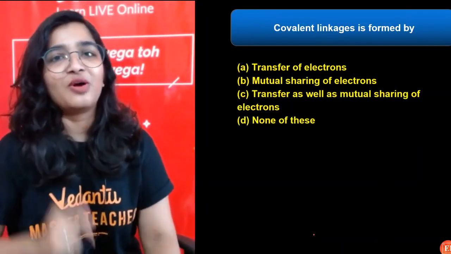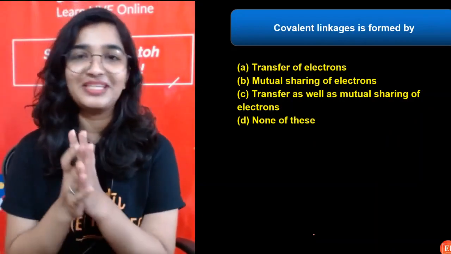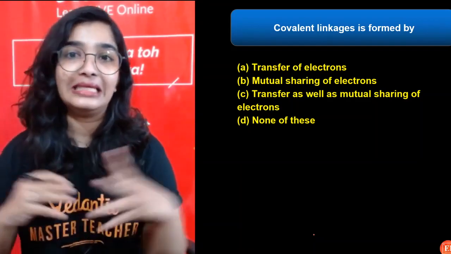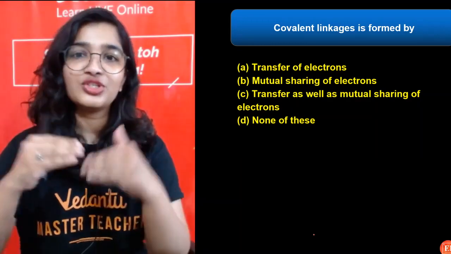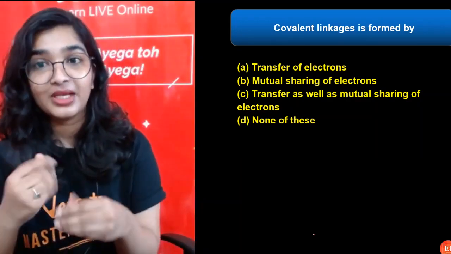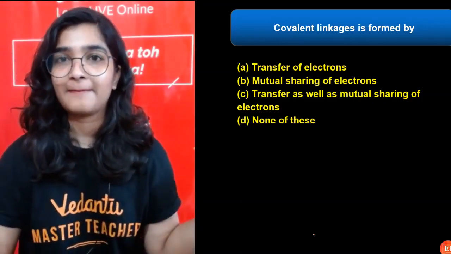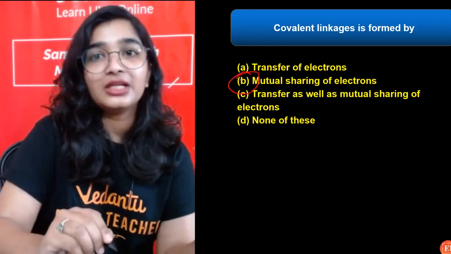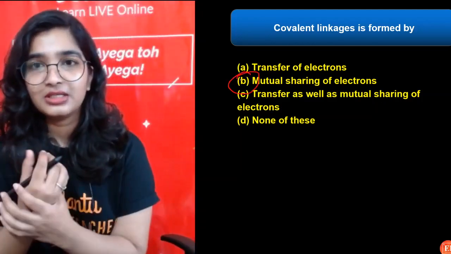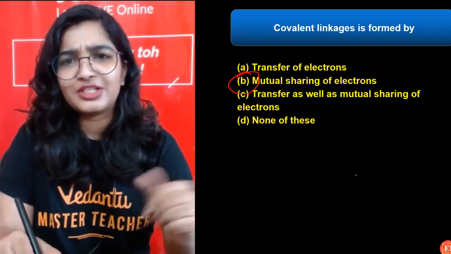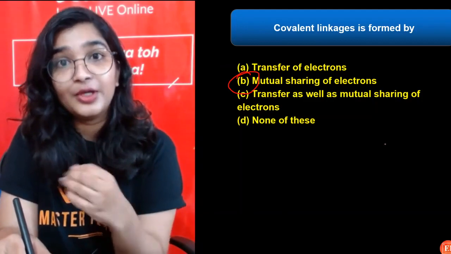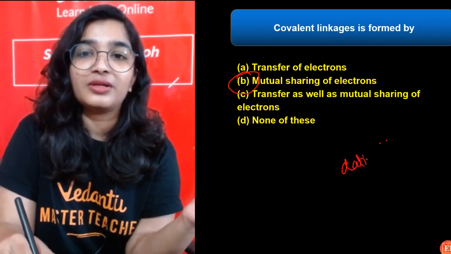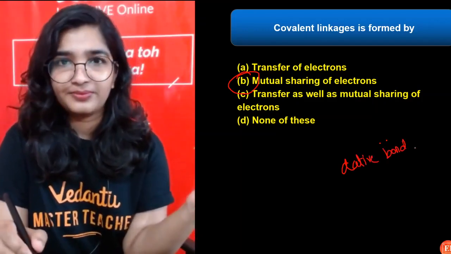Covalent linkages is formed by, this is easy peasy. I'm sure you guys will be telling the answers, spamming it in the chat section. Come on. Covalent linkages is formed by transfer of electrons, mutual sharing of electrons, transfer as well as mutual sharing of electrons, or none of these. Covalent linkages is formed by mutual sharing of electrons, right? There is also a special type of covalent bond where an atom donates a pair of electrons for the bonding. It is also called a dative bond or coordinate bond. Just extra information.